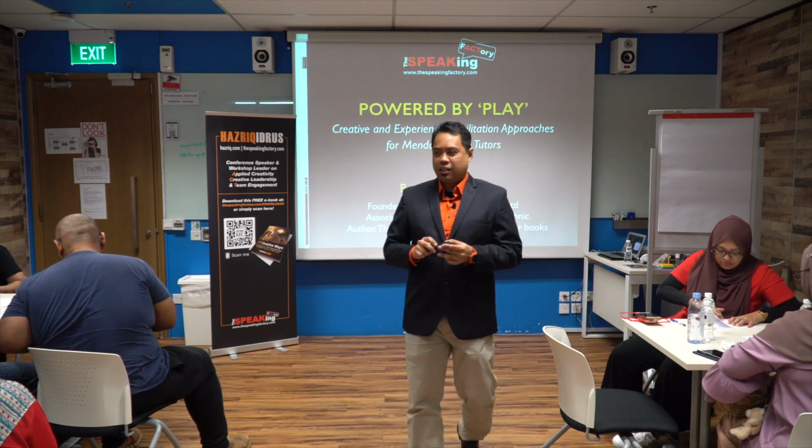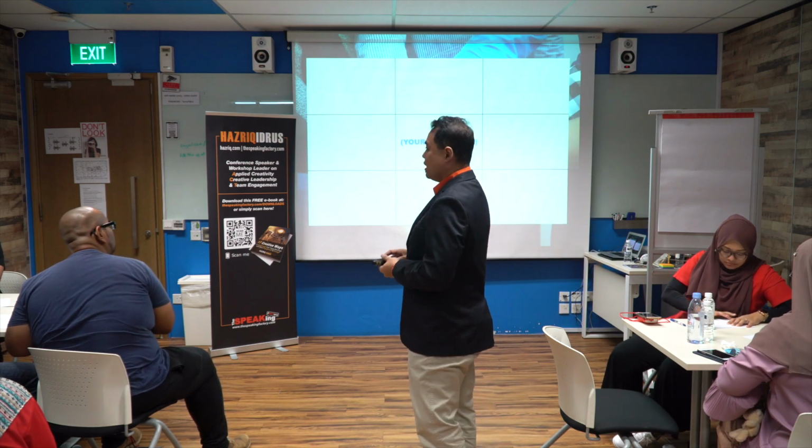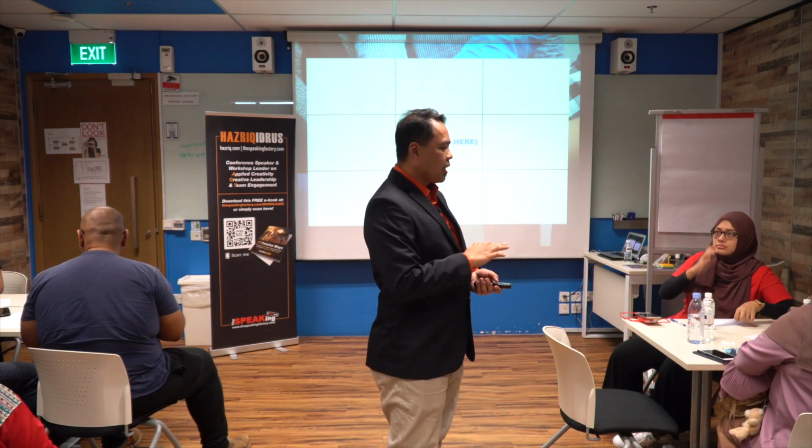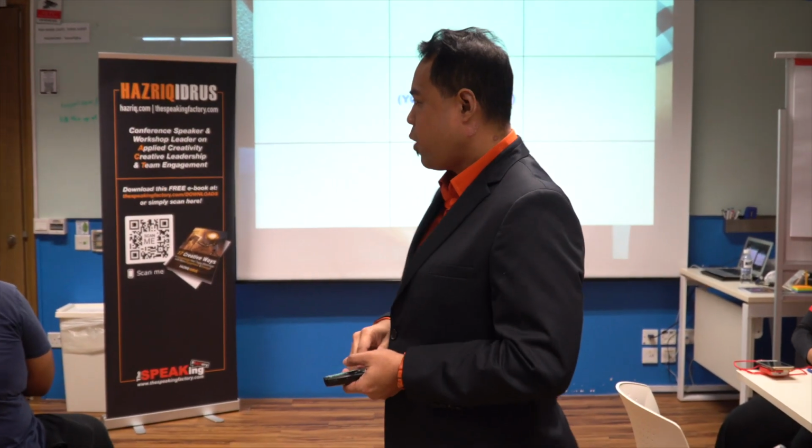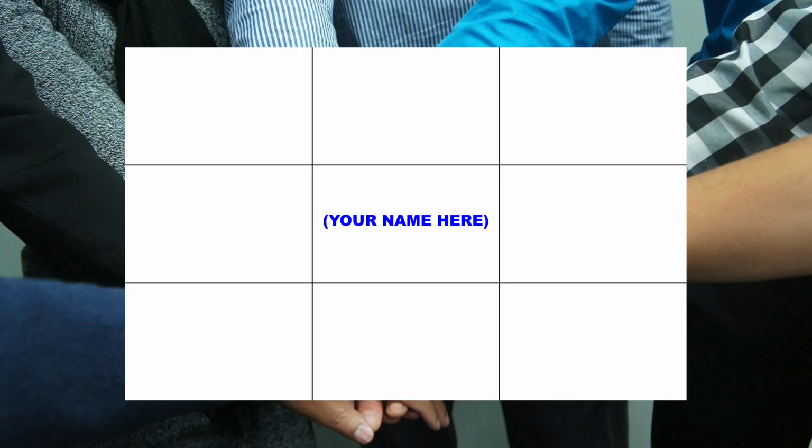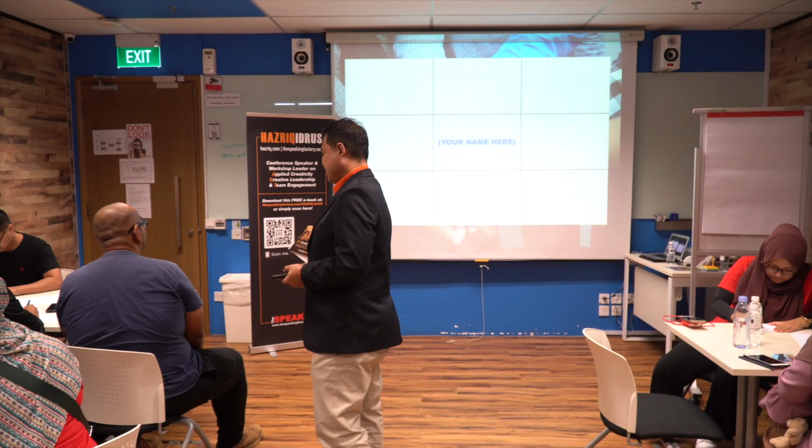I need all of you to draw like this, a tic-tac-toe. Just use the whole paper. You draw a tic-tac-toe, 9 squares. And at the center, this is where you write your name. Okay, so we're going to play this first game. That's how the program is called, Powered by Play, right?